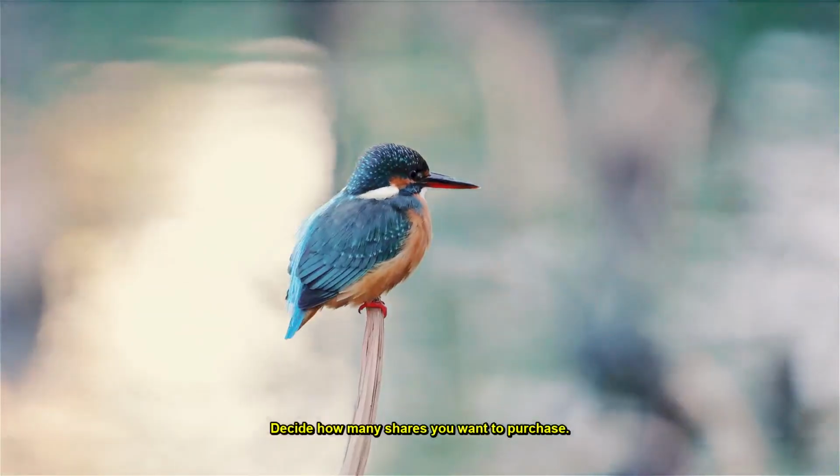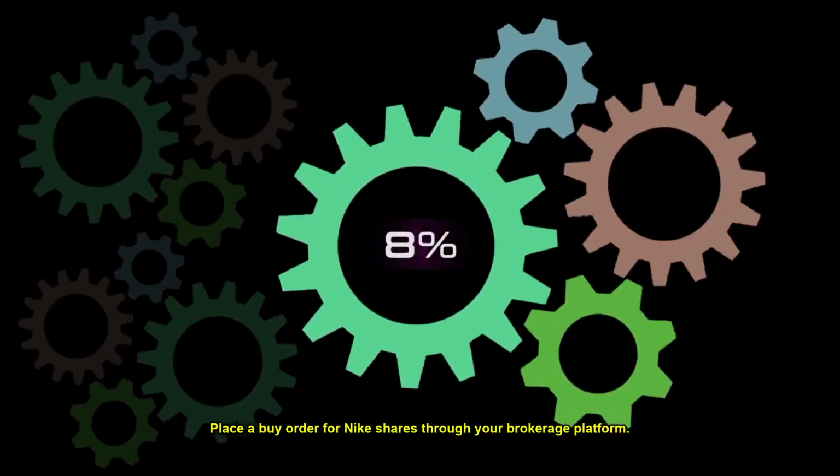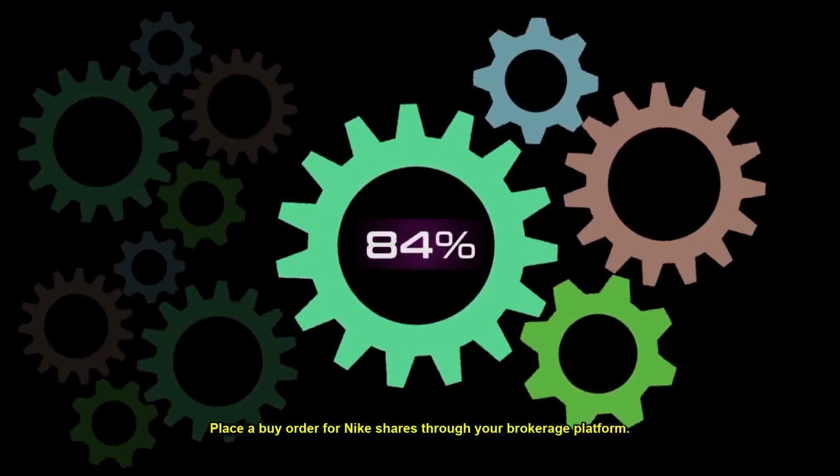Decide how many shares you want to purchase. Consider your budget and investment strategy. Place a buy order for Nike shares through your brokerage platform. Select either a market order or a limit order based on your preference. A market order will buy at the current price, while a limit order allows you to set your own price.